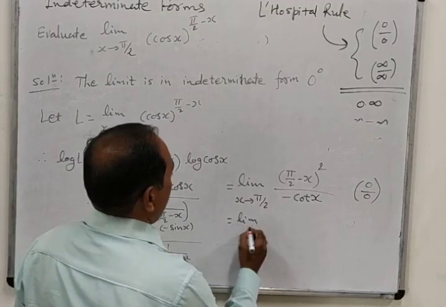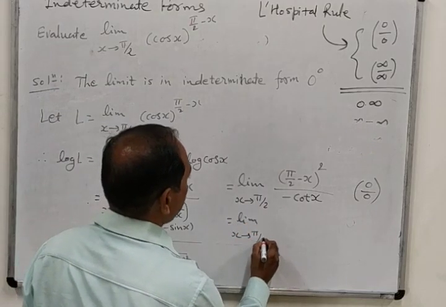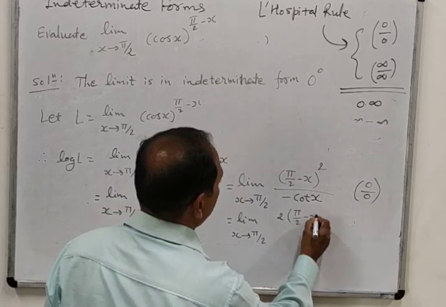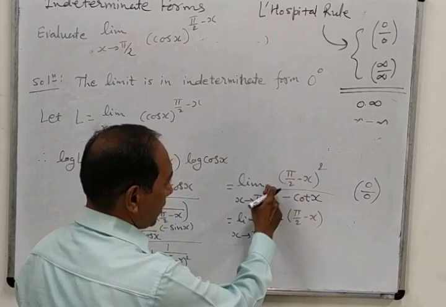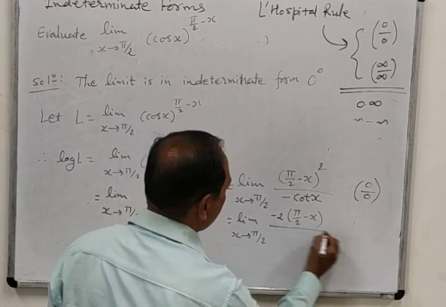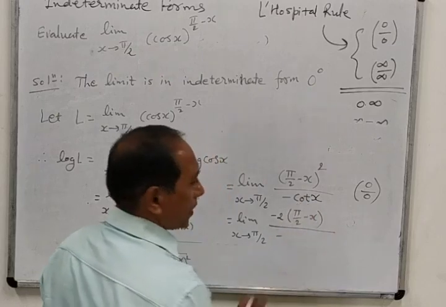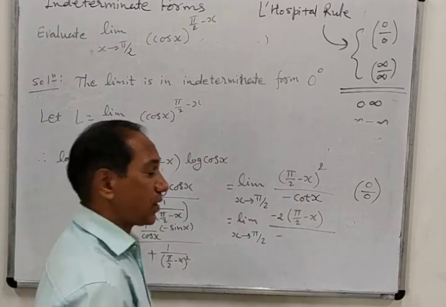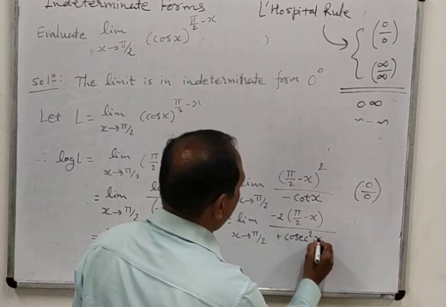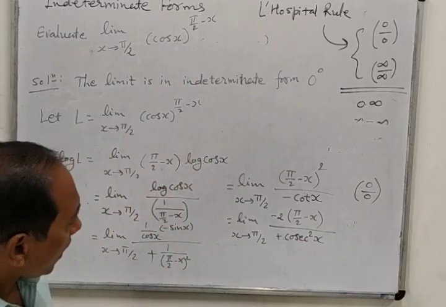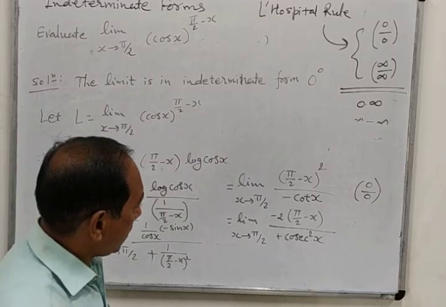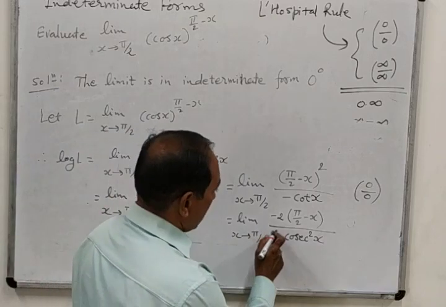So we will apply L'Hopital rule. This has the derivative 2 pi by 2 minus x, and pi by 2 minus x has the derivative minus, so here we will put minus. And here minus cot x. Cot x has the derivative minus cosec square x, so minus minus will become plus cosec square x. Okay? Are you understanding this? Okay. So now see, we will check this form again.